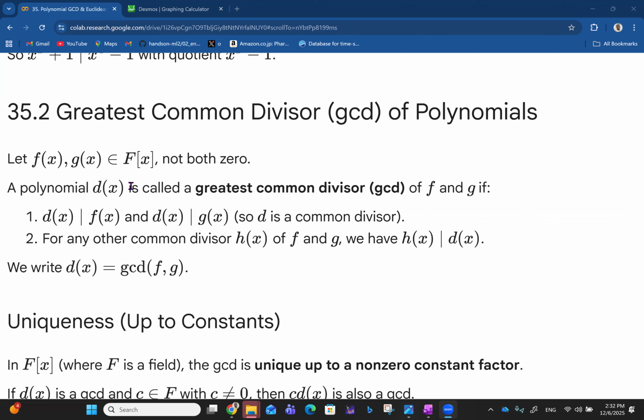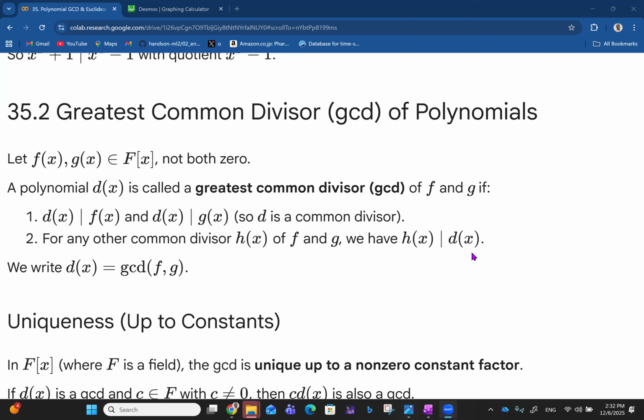Okay, so a polynomial d of x is called the greatest common divisor, GCD, of f and g if d of x divides f of x and d of x also divides g of x. So d is a common divisor. So if you can find a particular polynomial that divides both f and g, then you can say that is their greatest common divisor. So for any other common divisor, h of x, of f and g, we have that h of x divides d of x.